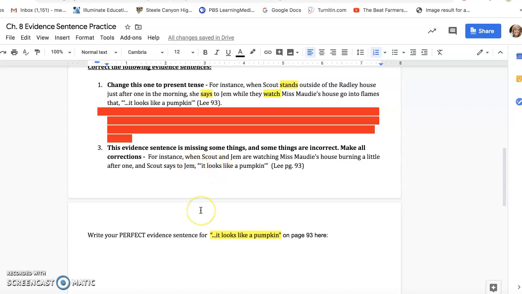You can even have it, she says to Jem that it appears to be a, and then you could even do this. I don't like it as much, but you could. Pumpkin. Now, you don't put Lee page 93. It's just Lee 93. And then at the very end, you need a period.